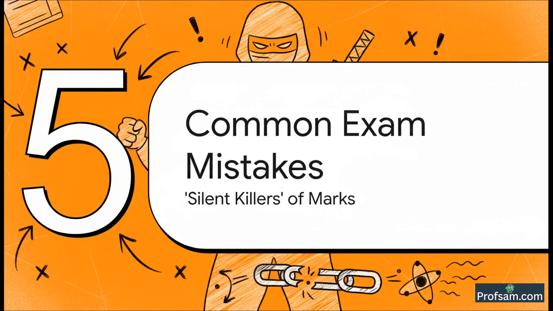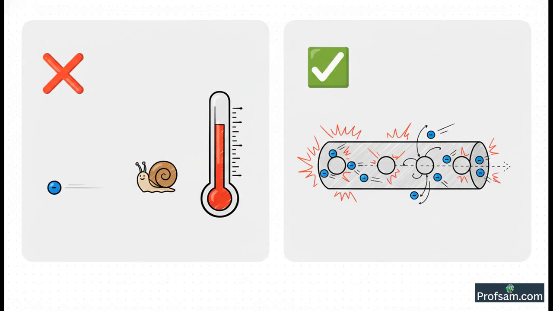Okay, now for a very important section. Please listen carefully. Let's talk about two common mistakes, what I call the silent killers, because they quietly take away your marks in the exam. First mistake. So many students write this: higher temperature makes electrons move slower. This is completely wrong, and your examiner will cut marks for sure.